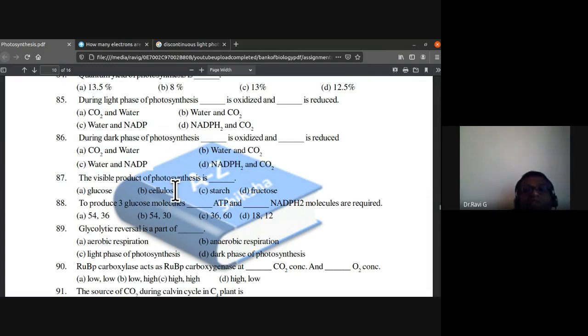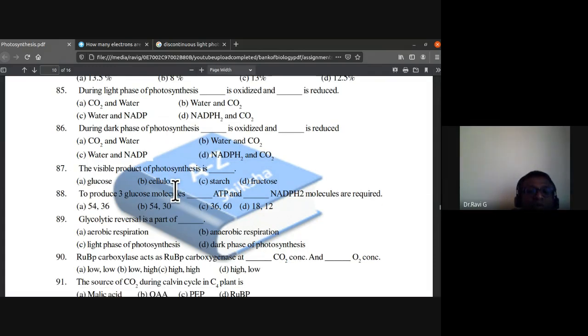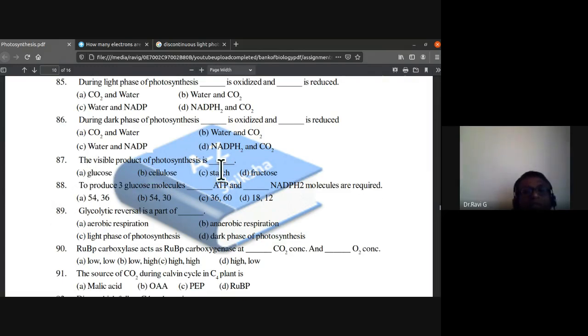So during the dark phase of photosynthesis, NADPH2 is oxidized and carbon dioxide is reduced. Okay. The visible product of photosynthesis: is it glucose, cellulose, starch, or fructose? Which is the visible product of photosynthesis? Starch.